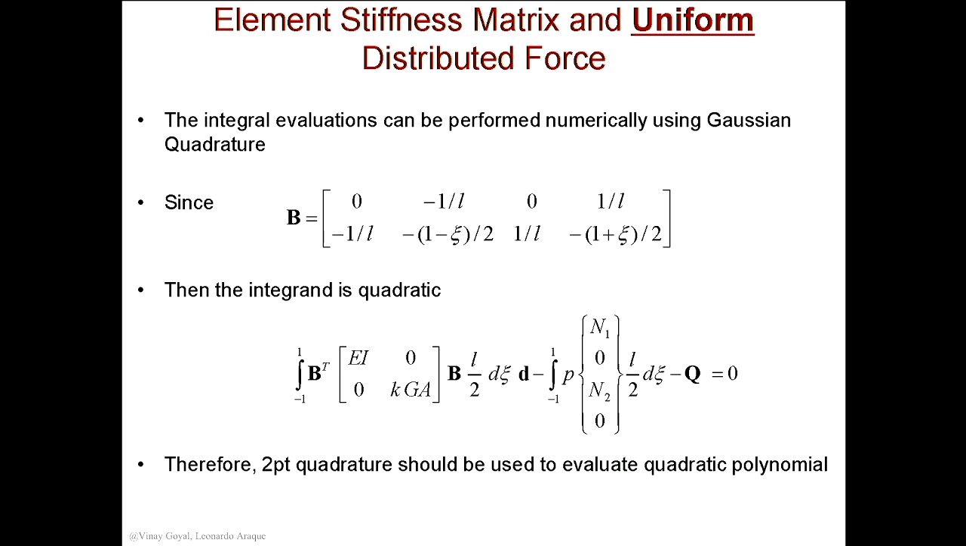But before I talk about that, I want to draw your attention to this B-bold matrix. This B-bold matrix has ξ in there, remember? If I put B-bold there, B transpose, that has a linear function of ξ. This has a function of ξ. So when I multiply everything, what is the highest order polynomial I'll get? Quadratic, because I'll have linear here and linear here, so I get a quadratic polynomial.